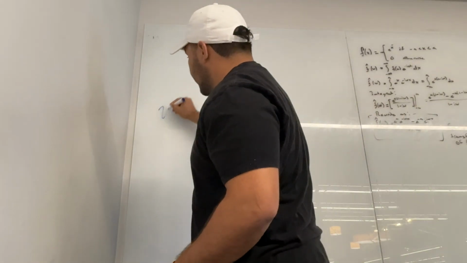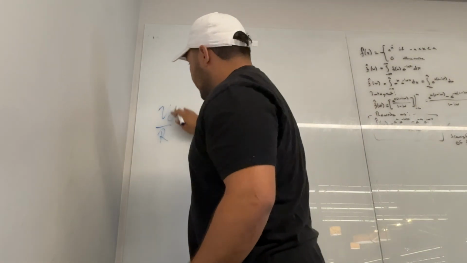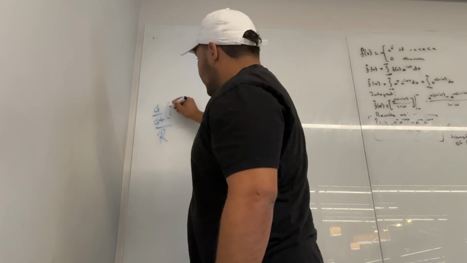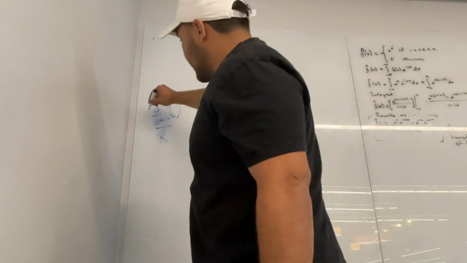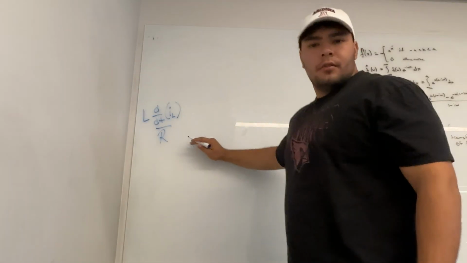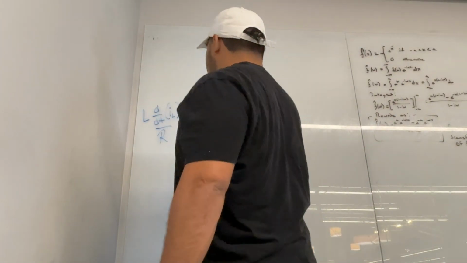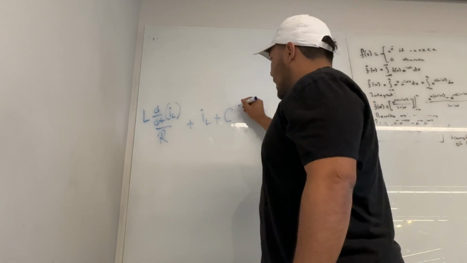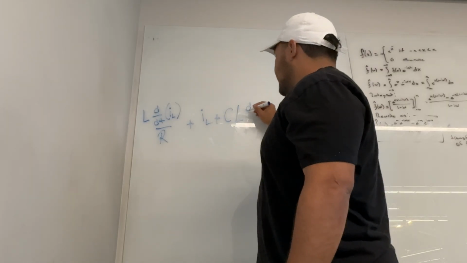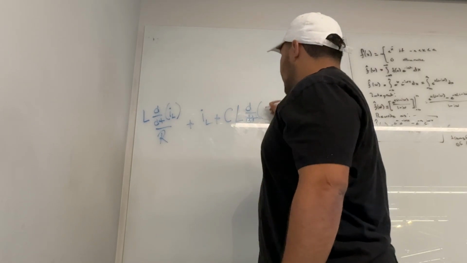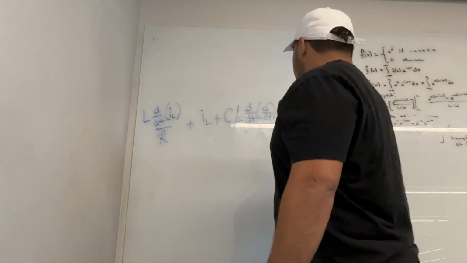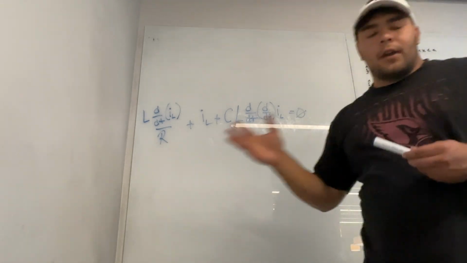I believe it was V sub C over R, and that V sub C is going to be d over dt times I sub L, multiplied by L. Then that's going to be plus I sub L, and then plus C times L times d over dt times d over dt times I sub L, equals 0.